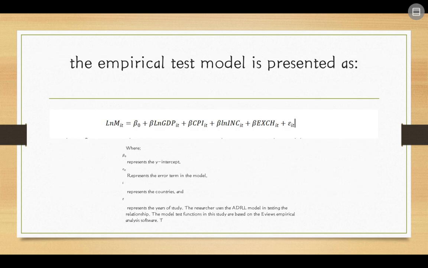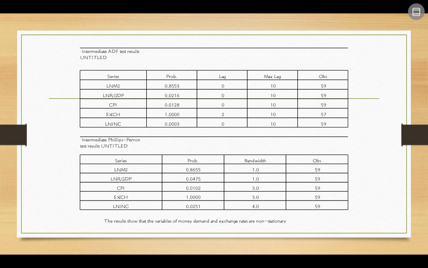And the empirical test model is presented as follows, where beta 0 represents the y-intercept, epsilon it represents the error term in the model, i represents the countries, and t represents the year of study. I use the ARDL model in testing the relationships. The model test function in this study is based on EViews empirical analysis software. As we can see, the intermediate ADF test results and the intermediate Phillips-Perron test results are as follows, and the result shows that the variables of money demand and the exchange rate are non-stationary.